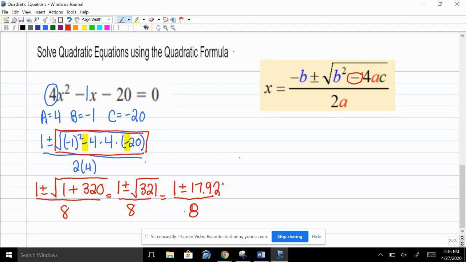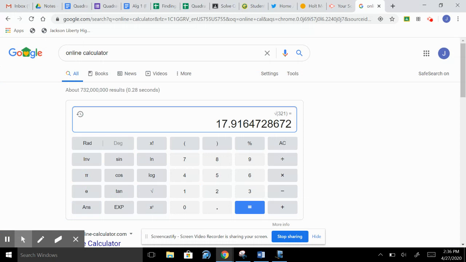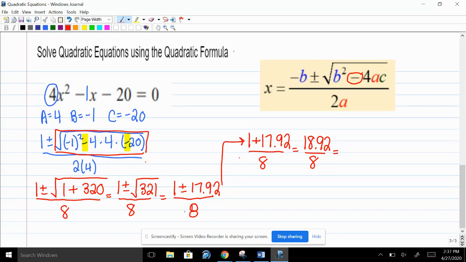So I go ahead and I split it. I got 1 plus 17.92, which is 18.92, divided by 8. I have no idea what that is off the top of my head, so I'm going to go back to my calculator. 18.92 divided by 8 equals 2.365. So one of my answers is about 2.365, which I can even round up to 2.37.